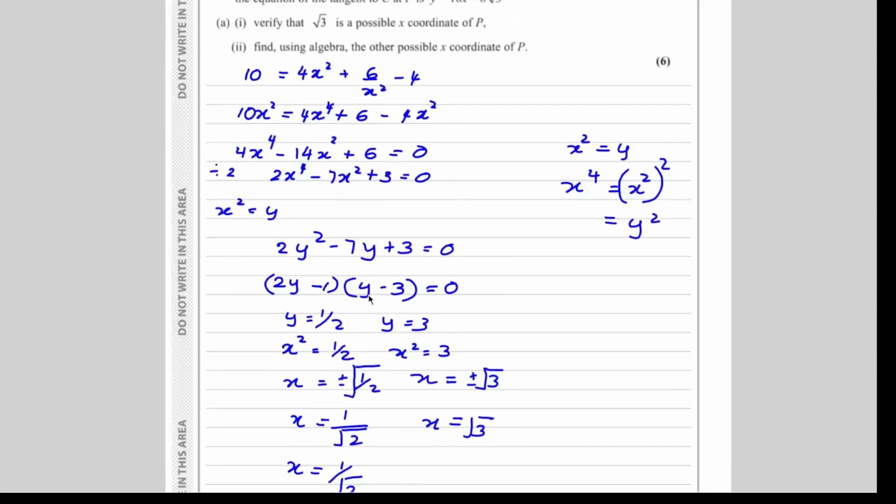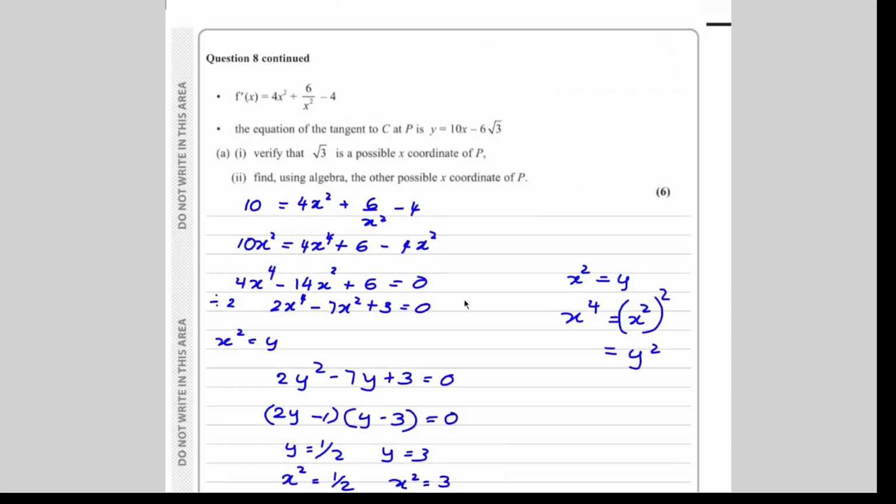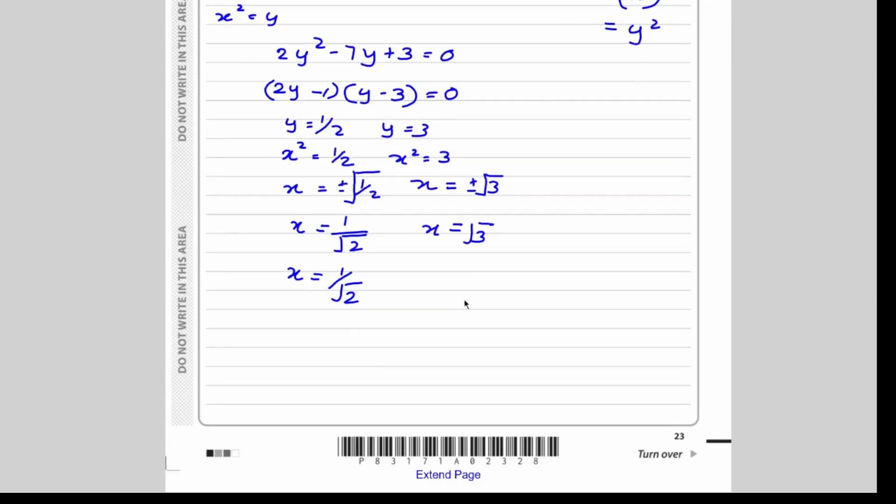So we need to get the y coordinate as well, for the other possible x coordinate. Then this is the answer. You have to exclude the negative answer because we've been instructed that x is greater than 0. Let's move on to the other part.